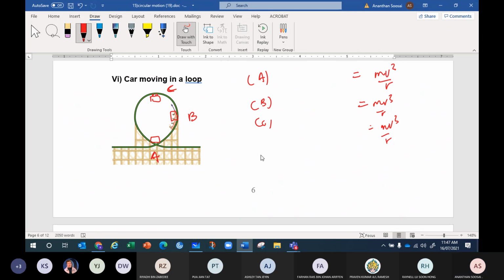Okay, so at A, what forces act at A? The roller coaster is at A. Let's say maybe you are in the roller coaster. What are the forces acting on you? What force acts on you? Of course, the weight acting down. What else? What force acts up?